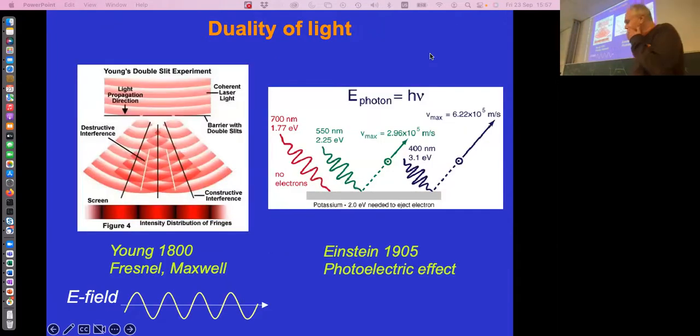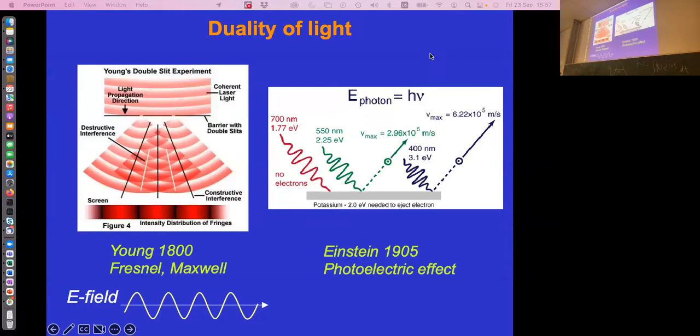Then we have the problem that light is actually a stream of photons that fall onto the detector. We know this from Young's double slit experiment and Einstein's photoelectric effect experiment. The double slit experiment showed that light is a wave and it creates interference. But the photoelectric effect experiment shows that light is actually a particle.